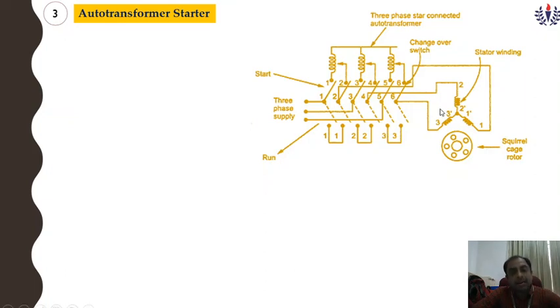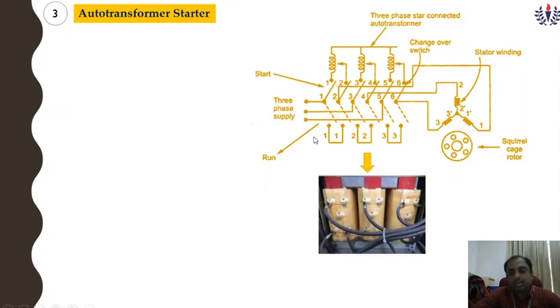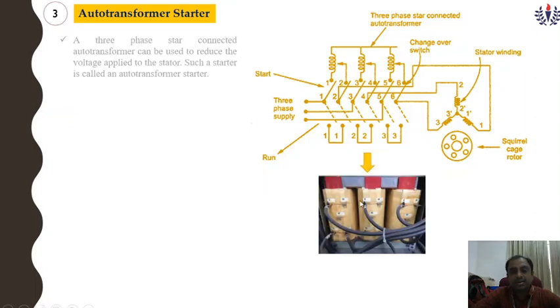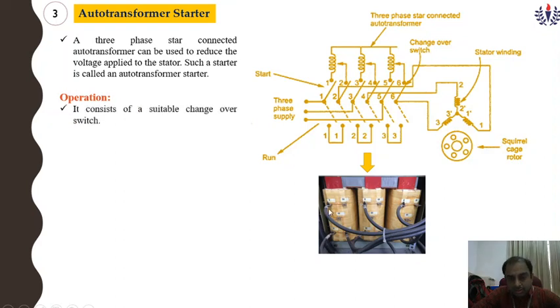This can be applied to both star and delta connected motors, but it is very expensive because we are operating the star and auto transformer starter. This is the diagram of the auto transformer. These two contacts only I will mention here: one for start, another for run. This is for start, this is for run portion.